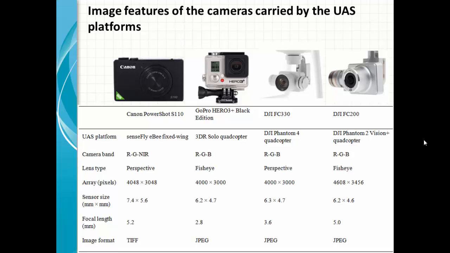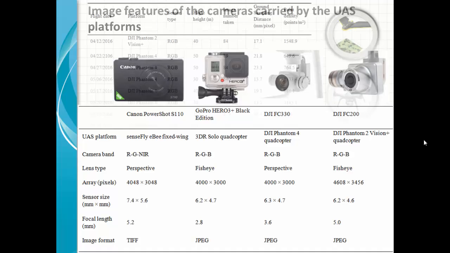Here we have different kinds of cameras used. Actually, we have 4 types of platform. The first one is the EB platform, which carries a Canon PowerShot S110. This is an NIR camera, a near infrared camera. The second is the GoPro Hero 3 Plus Black Edition carried by a 3DR Solo quadcopter. And the third and fourth are DJI cameras, which come with the DJI Phantom 4 and the DJI Phantom 2 Vision Plus platforms.